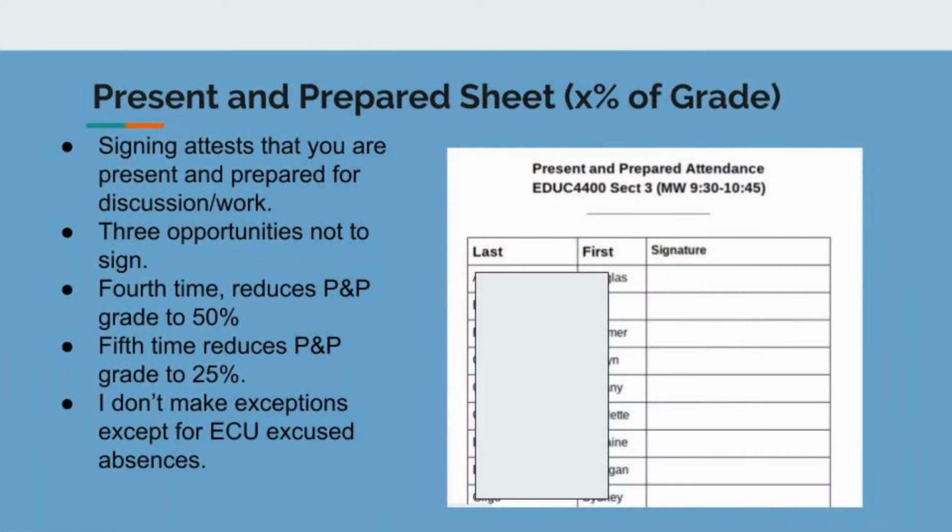Another thing you could do, and this is what I do in my classroom as well, is I have what's called a present and prepared grade. So you sign the sheet at the beginning of class that attests not only that you're here today, so in some ways it's an attendance monitor, but also that you are prepared for today's seminar, which means you attest that you've read the text, and that you have questions you could bring up if relevant, or something you could say about the reading.